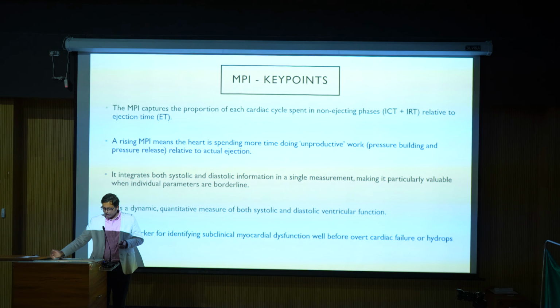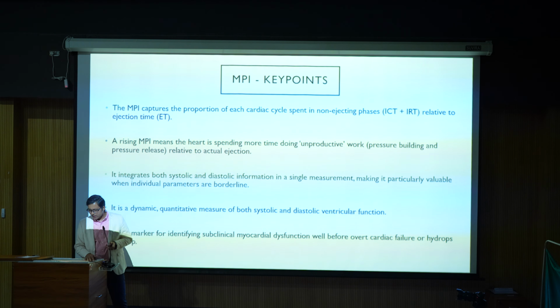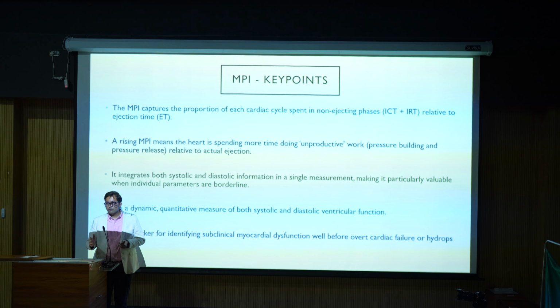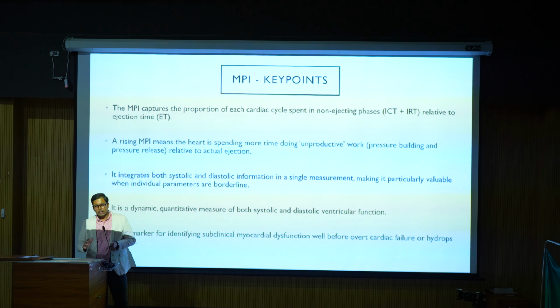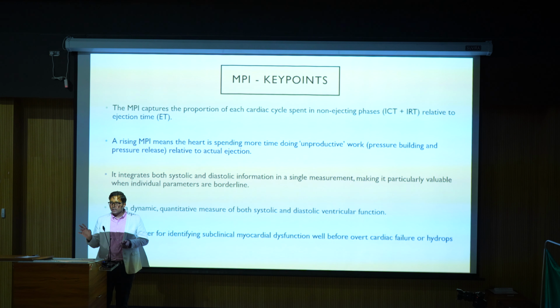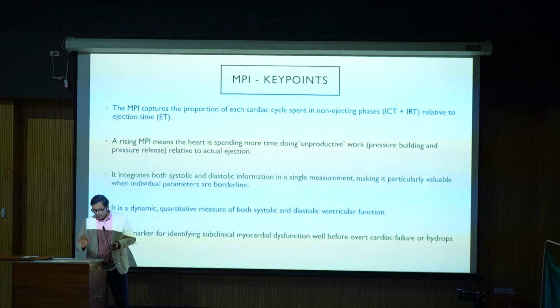It integrates both systolic and diastolic information in a single measurement, making it particularly valuable when individual parameters are borderline. So you might have a condition where the fractional shortening is borderline, where your E/A wave ratio is borderline, but when you go to the MPI, it will show the early signs of global dysfunction. It is a dynamic quantitative measure of both systolic and diastolic ventricular function. It is a key marker for identifying subclinical myocardial dysfunction well before overt cardiac failure or hydrops develops in the fetus.